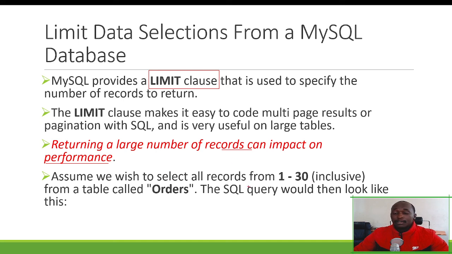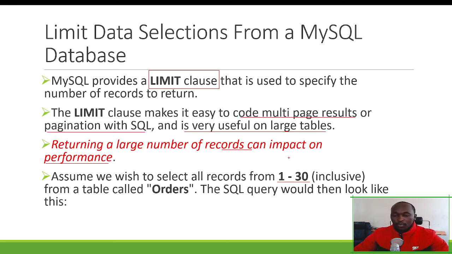It is better to return data in small sets, for example 50s, or even 30s. So you can just select 1 to 30, and now you can have lists where the user can click next in order for the next 30 to be loaded. I think you've seen that in some of the web applications that you've used. So the LIMIT clause makes it easy to code multi-page results, or pagination, in SQL. We use it to do that, and it is very useful, especially on large tables.